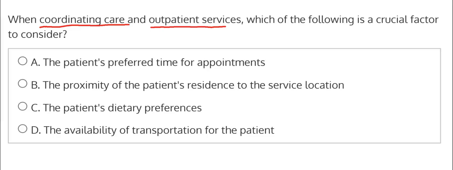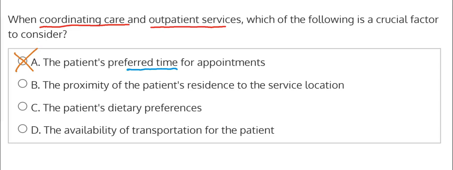So option A says the patient's preferred time for appointments, and that might be helpful information, but that doesn't really relate to the coordination of care, because regardless of where they're going, that could be figured out between the patient and the facility when they're booking their appointments. That doesn't really apply to specifics of where they're going to go, so we can eliminate that.